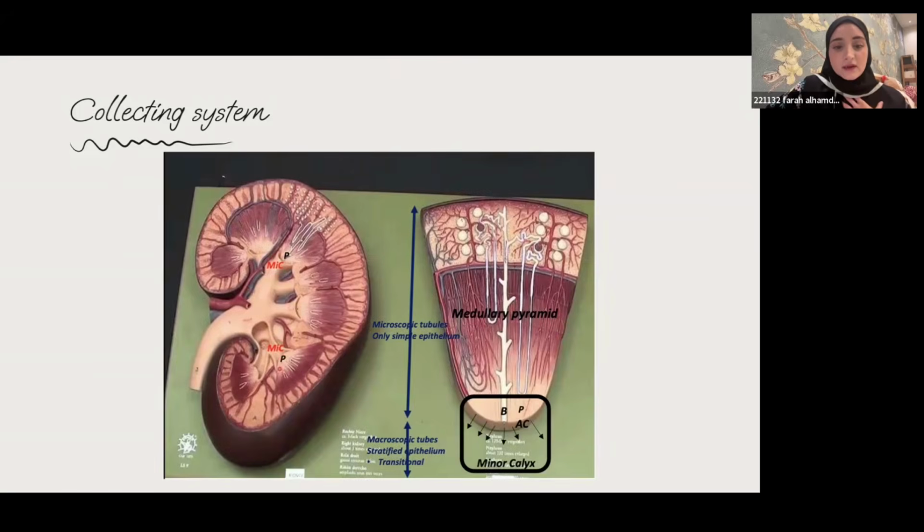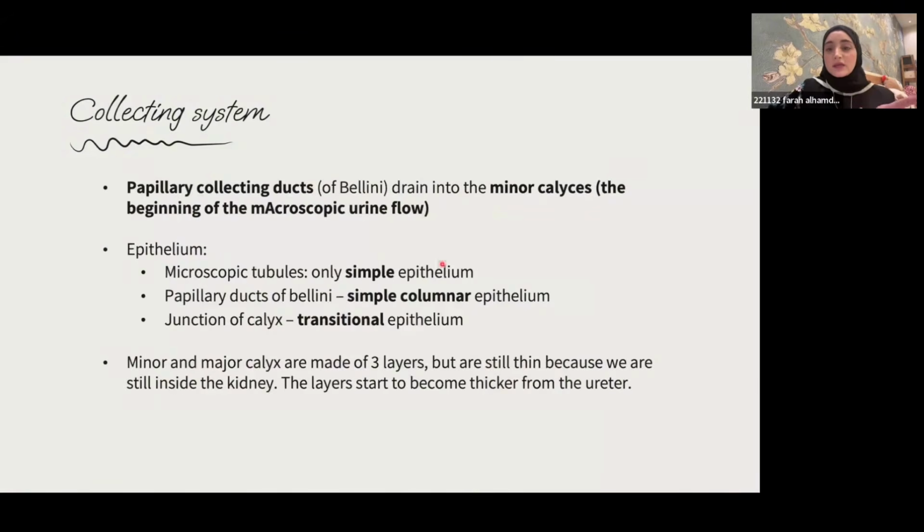So here you can see the minor calyx, by the way. These are the funnel-shaped parts of the kidney. So this is the papilla, right? And it is draining to the minor calyx that you can't see here. But here is the papilla, and all these papillary collecting ducts, there's around 30, and they drain into the minor calyx. These are the major calyces, okay? And this is the pelvis. But I'll get into those later. So the papillary collecting ducts drain into the minor calyces, and this is the beginning of the macroscopic urine flow, as I mentioned earlier. The microscopic tubules, as I mentioned, only simple epithelium.